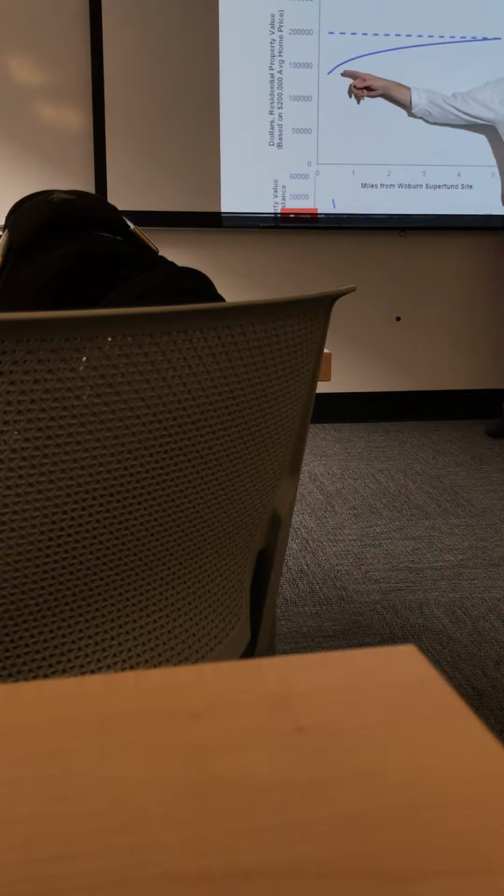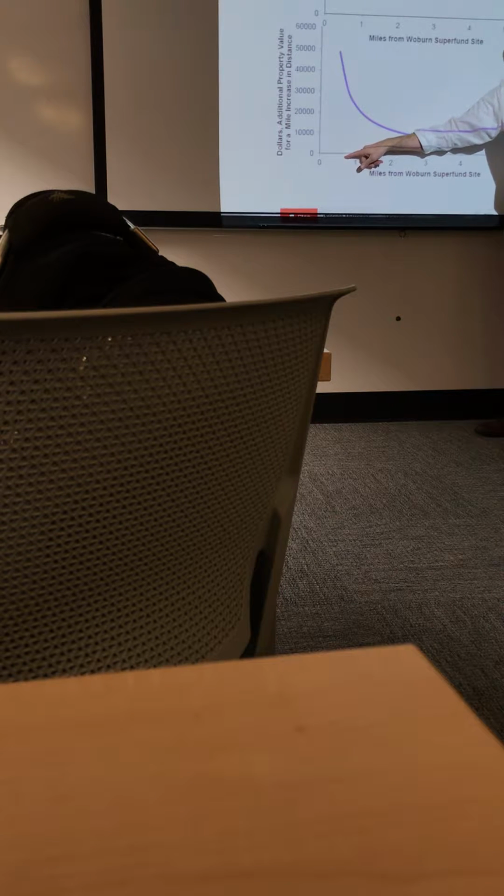So they start off around $150,000, right, and work their way up to $200,000, kind of asymptote. And if you take the derivative of that and plot it, you're willing to pay close to $50,000 to get that first mile of distance away from the Superfund site. And by the time you get out to 3 or 4 or 5 miles, it doesn't really matter that much anymore. Prices aren't going up by very much, right?